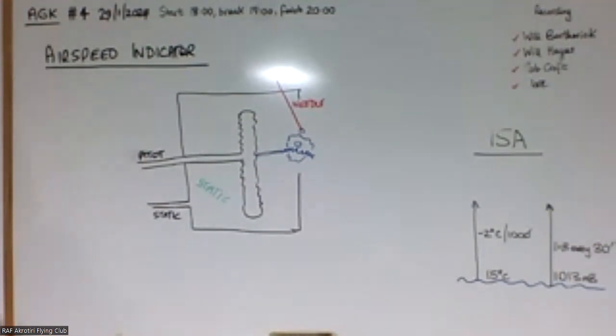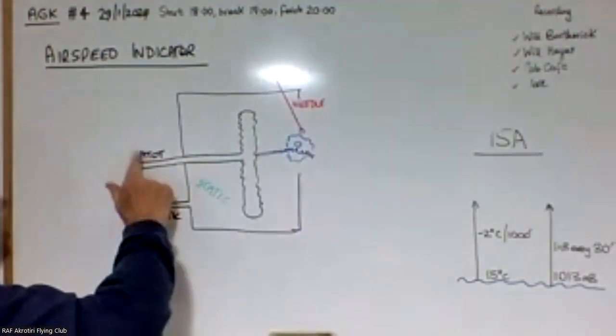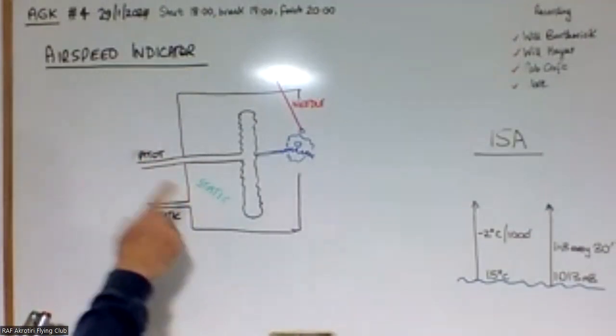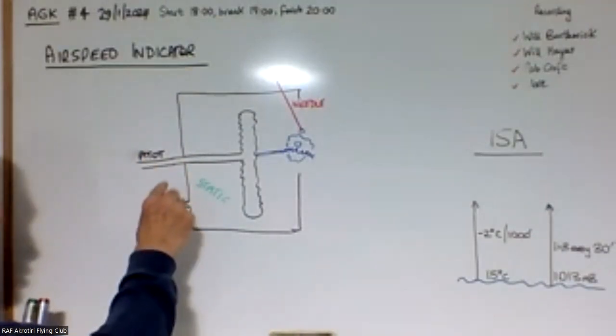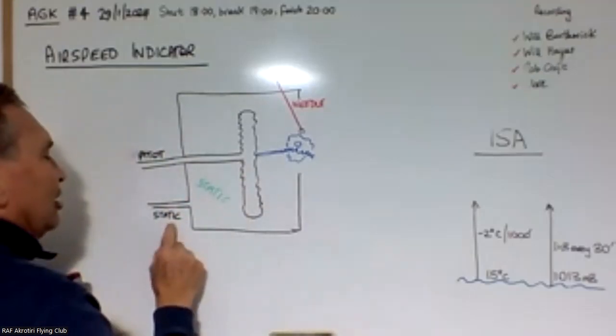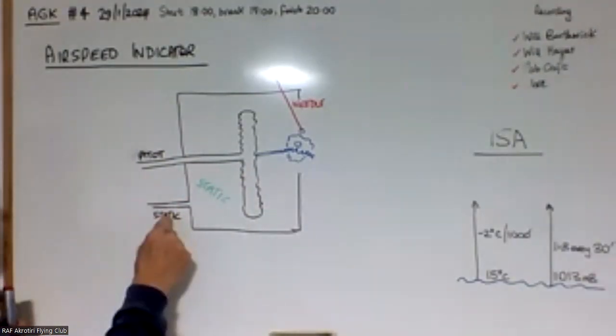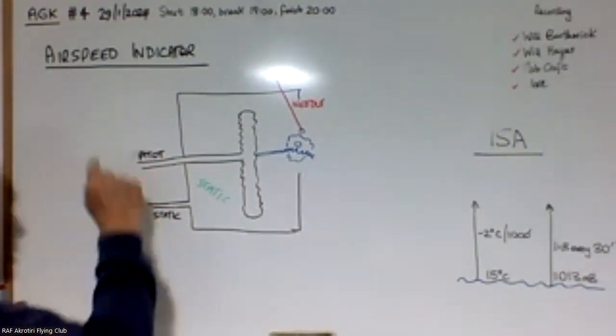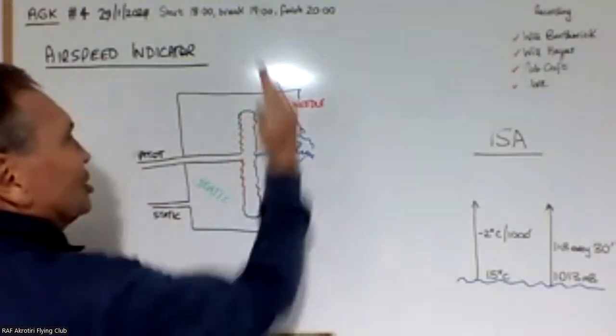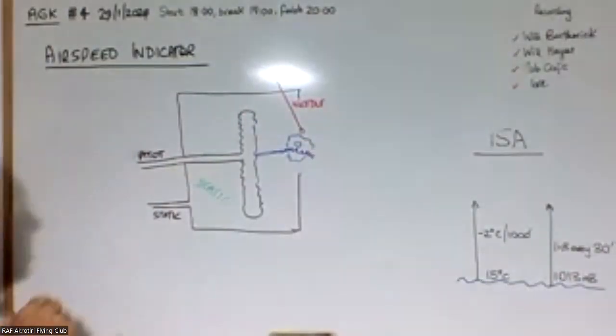So the faster we go, basically, the more the pitot pressure, or should I say, the more the differential between the dynamic pressure and the static pressure, the more this capsule will expand and the more the needle will read.